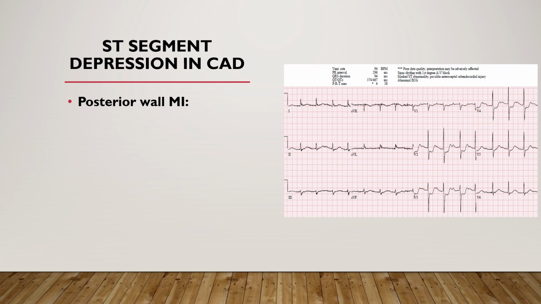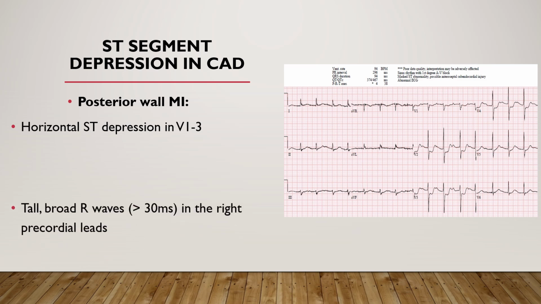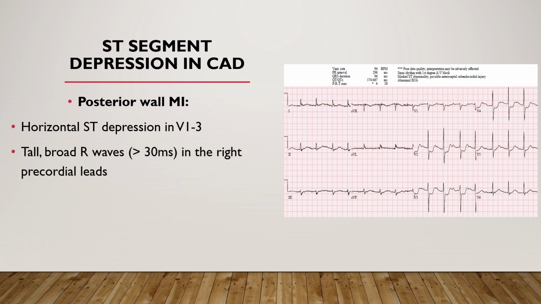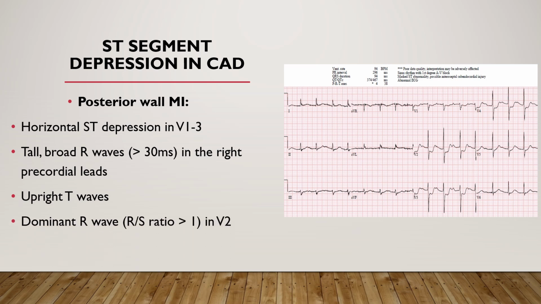So, ST segment depression in the posterior wall MI, you will have horizontal ST depression in the right precordial leads. We will also have tall and broad R waves, which are at least 30 milliseconds, again in the right precordial leads such as V1 and V3. You will have upright T waves there. And you will have a dominant R wave in lead V2, which is defined as R to S ratio of more than 1.